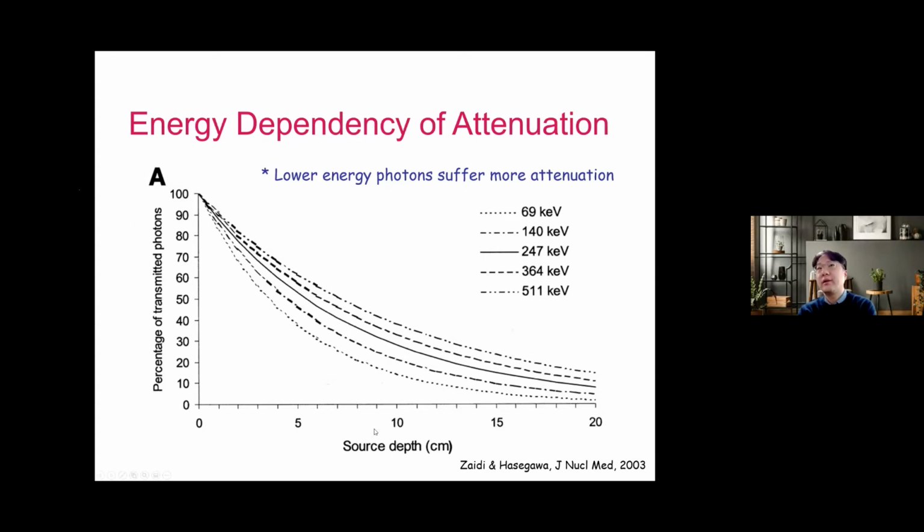the x-axis here is the depth of the source, and the y-axis is the percentage of transmitted photons. You can see the lower energy photons have a smaller percentage of transmitted photons. It means that more photons were lost by attenuation at the same depth of source radiation. Okay. If you compare thallium SPECT and technetium-99m SPECT, in thallium myocardial SPECT the attenuation is more significant because it has lower energy than technetium-99m. So this slide shows why such a thing happens.